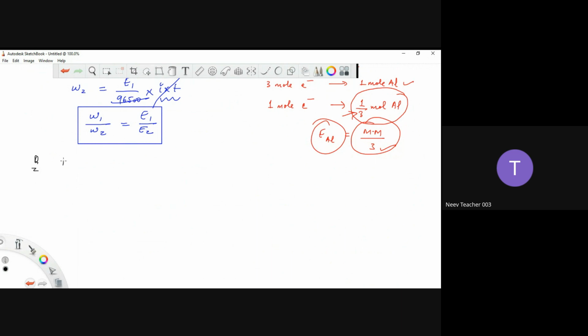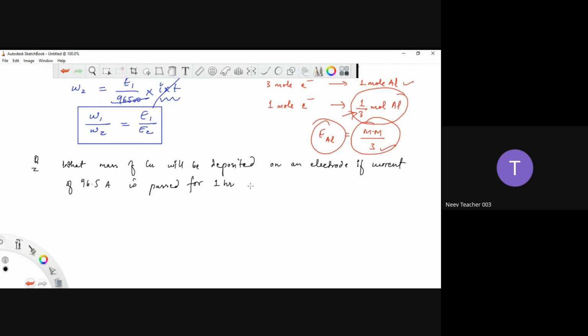Okay, then answer this. What mass of copper will be deposited on an electrode if a current of 96.5 ampere is passed for 1 hour through aqueous copper sulfate? Do it. Tell me.